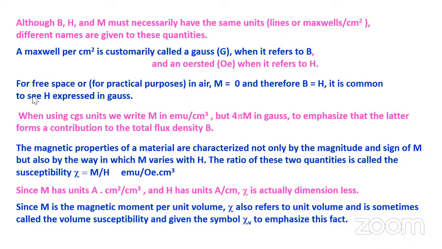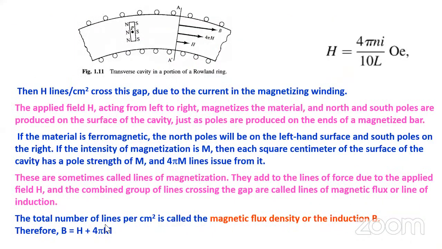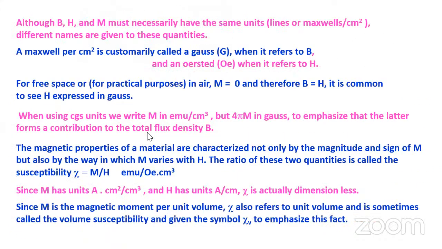Okay. Now, when you consider the magnetic medium, if it is air, then the magnetization M is going to be 0. If I substitute M equal to 0 in this equation, it becomes B is equal to H. So one gauss is equal to one oersted, where gauss is the unit of B and oersted is the unit of H, because for air the magnetization M is equal to 0.